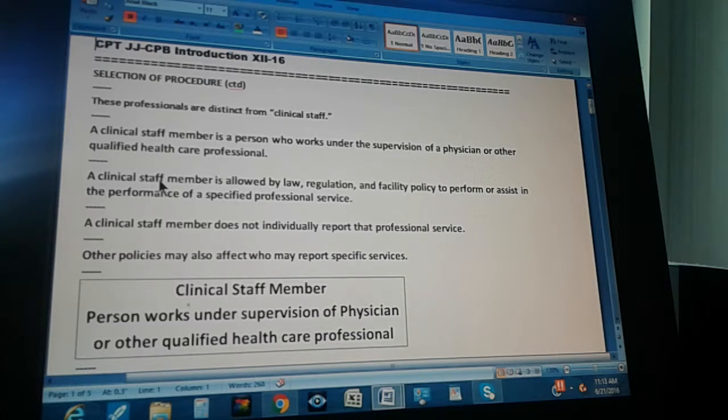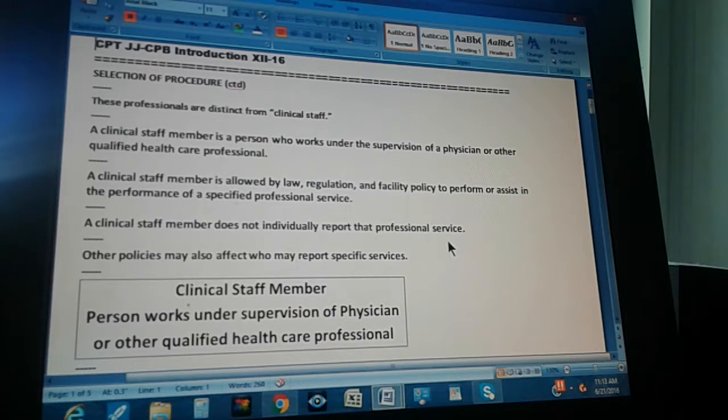Now, a clinical staff member is allowed by law, regulation, and facility policy to perform or assist in the performance of a specified professional service. So they can perform or assist a procedure. What else? A clinical staff member does not individually report that professional service.